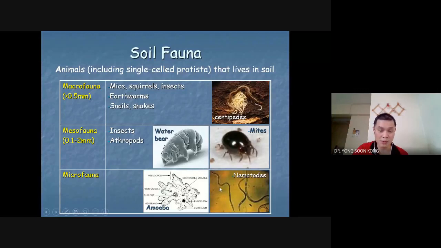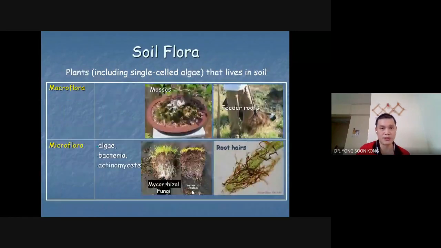Nematodes are actually worms, microscopic worms that are almost the same size as water bears, but probably a bit thinner and longer. And it also consists of bacteria like amoeba, as you can see, right? A single-cell amoeba bacteria. Okay, moving on to another class, soil flora.